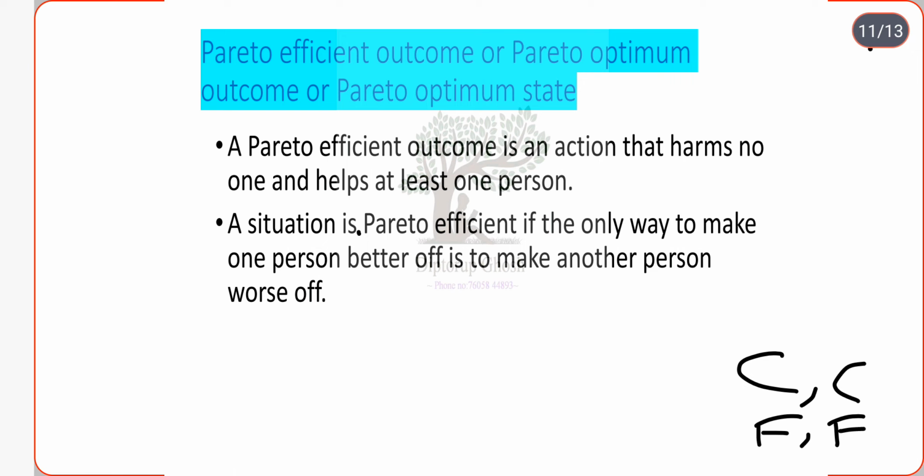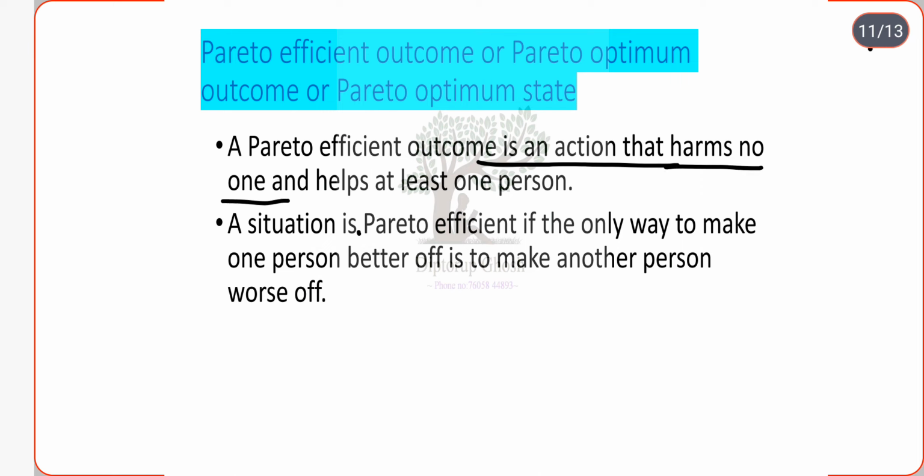We have to understand that. So for understanding that, at first I have to clear the definition or idea of Pareto efficiency. What is a Pareto efficient outcome, or what is a Pareto optimum outcome, or what is a Pareto optimum state? A Pareto efficient outcome is an action that harms no one and helps at least one person. So it makes at least one person better off and it doesn't harm anyone. If it makes 2% better, then that is very good, but at least making one person at least 1% better, without harming any other person, then that will be a Pareto efficient outcome.